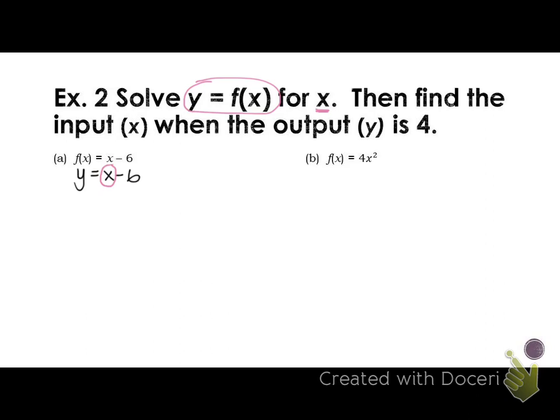How am I going to get x by itself? I'm going to add 6 to both sides. Good. Can I combine a y and a 6? No, they're not like terms. So I'm just going to bring down y plus 6 equals x.